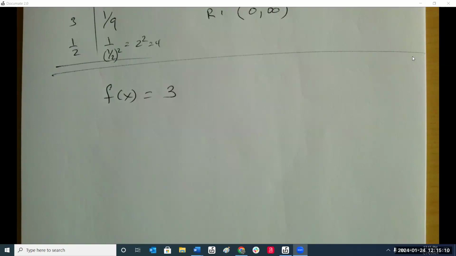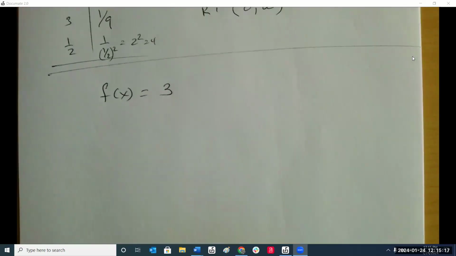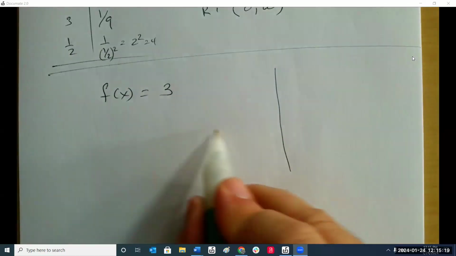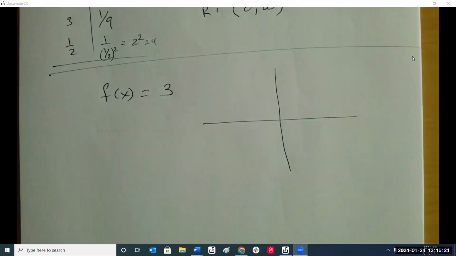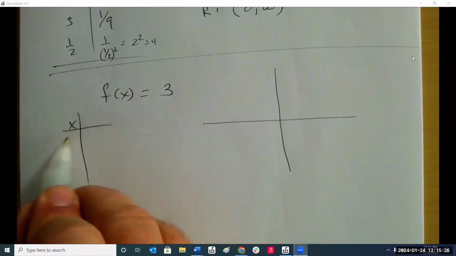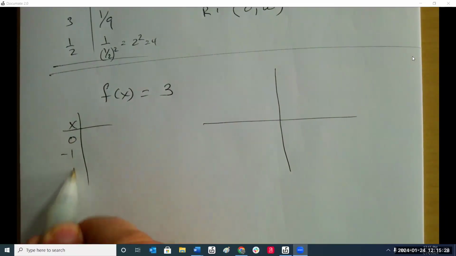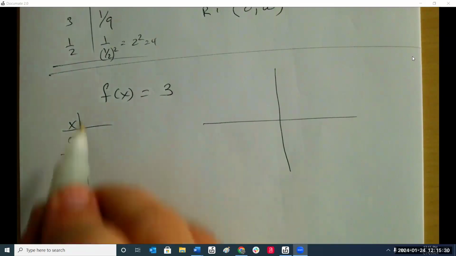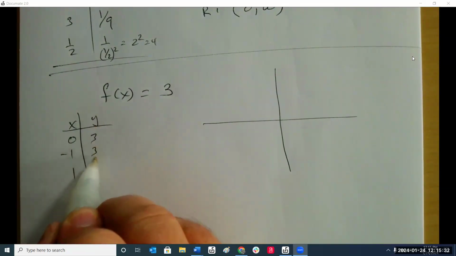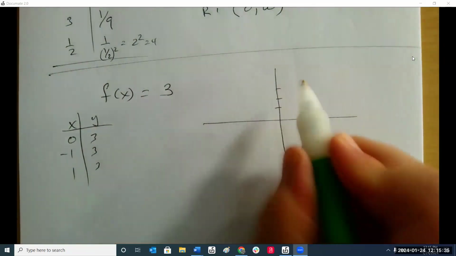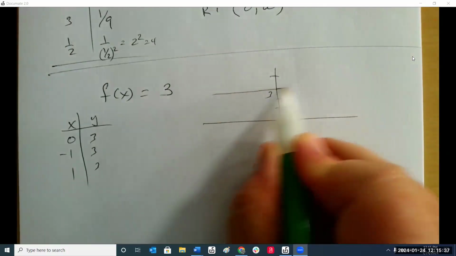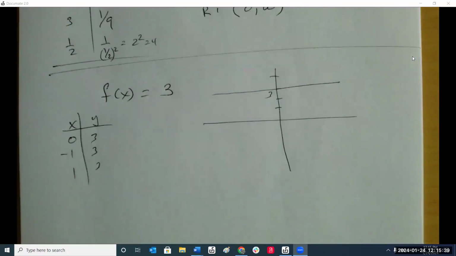When you draw a straight line. Nope, not up and down. Can I show you? You did this, didn't you? Because no matter what X you put in there, what's Y going to be? So it's a horizontal line. A constant function is a horizontal line.